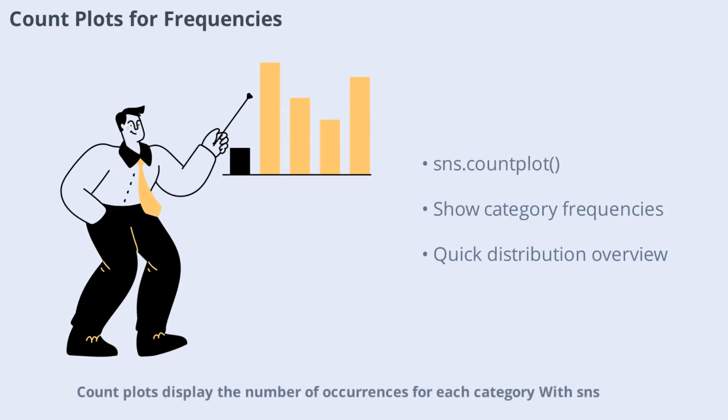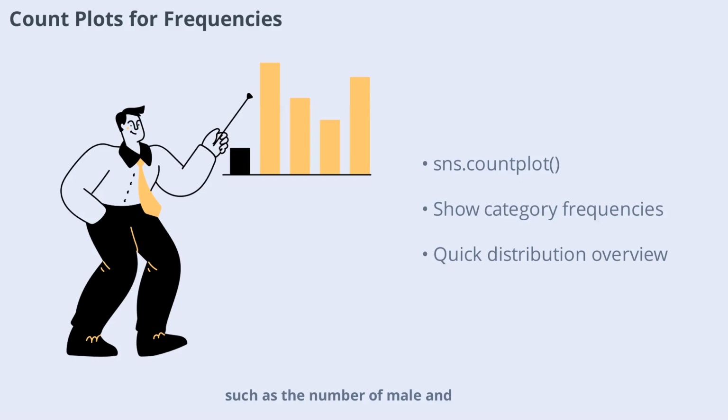Count plots display the number of occurrences for each category. With sns.countplot, you can quickly see how data is distributed across categories. This is useful for understanding the composition of your dataset, such as the number of male and female customers or the frequency of different days. Count plots are simple but effective for categorical data analysis. Let's create a count plot to visualize the distribution of smokers in the tips dataset.